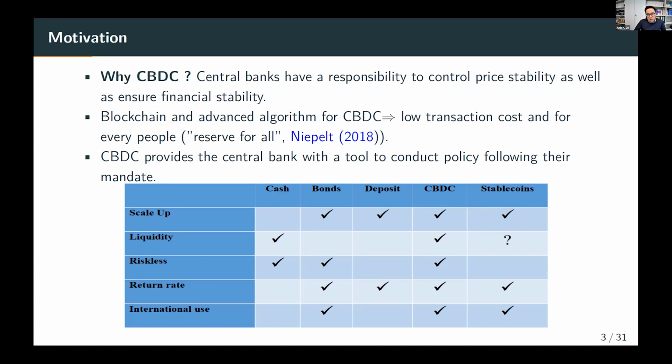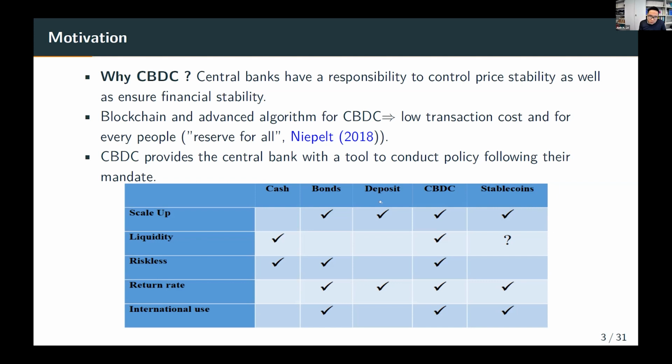Even if the central bank uses the same technology, they can reduce transaction costs because they get around intermediaries. And imagine that now every person can have an account at the central bank. Last but not least, a CBDC is needed to provide the central bank a tool to conduct monetary policy as a substitute for crypto.